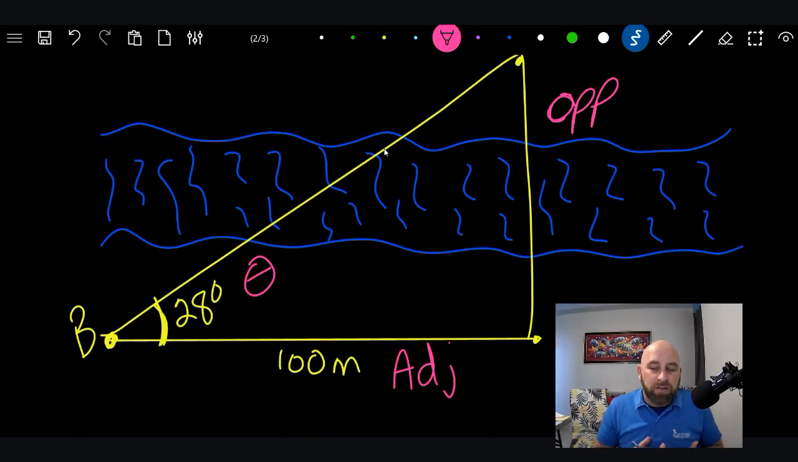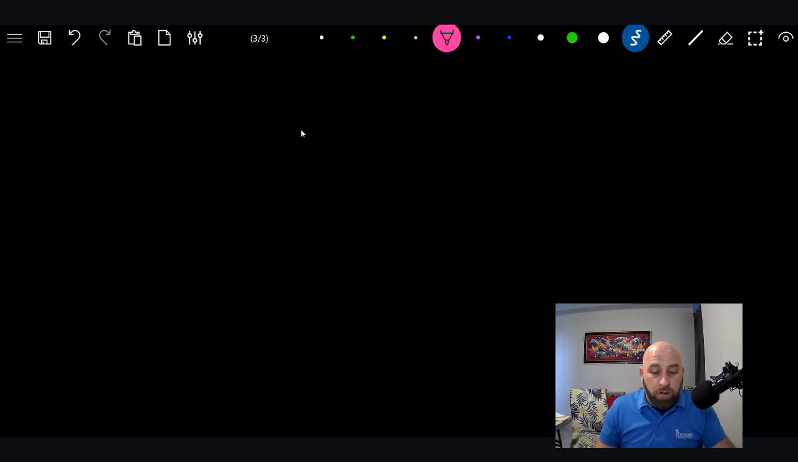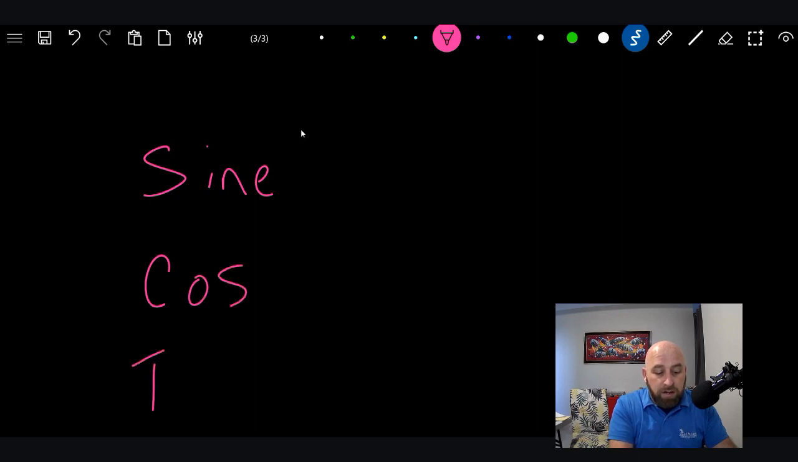This is where a lot of students struggle on these. Most of the students can get the picture drawn, and that's not a big deal, okay? But when they try to figure out which one do I need to use, there's a struggle, and I don't really know why. I'm just going to be honest, okay? So right now we have SOH CAH TOA, right? So, that's sine. CAH, that's cosine. And TOA, that's tangent. Okay?